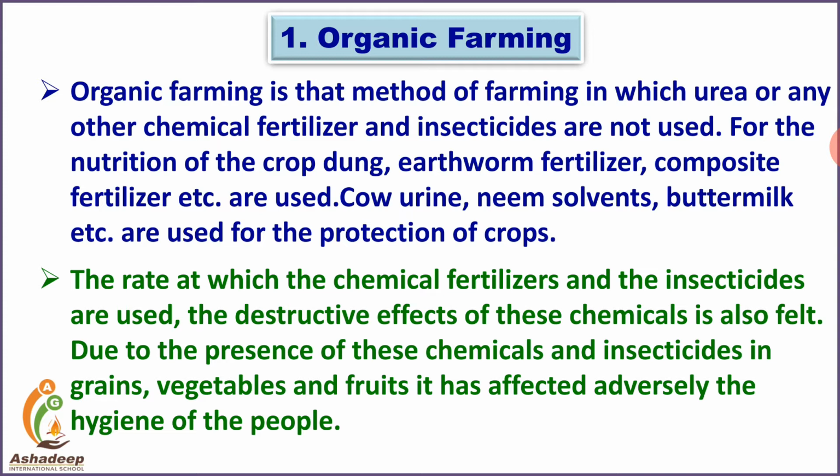Due to the presence of these chemicals and insecticides in the grains, vegetables and fruits, the health of the people has been adversely affected. Nowadays, mostly whatever fruits, vegetables or grains we are buying from the open market are grown using such chemical fertilizers and insecticides, and the long constant use of such grains, vegetables and fruits will create health related issues in our life, and that's why organic farming is the option to replace all these unhygienic crops.